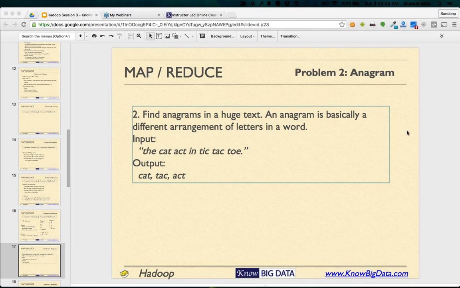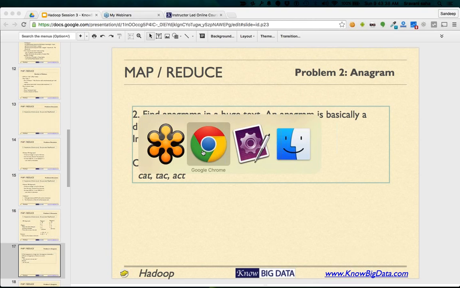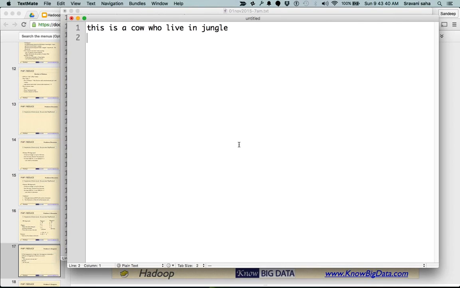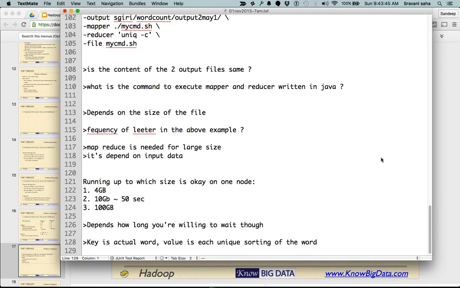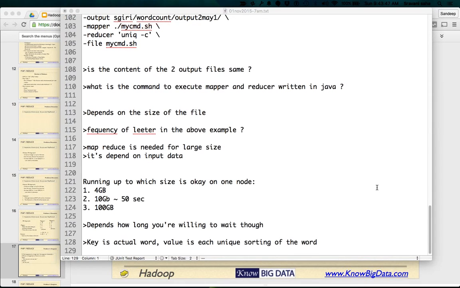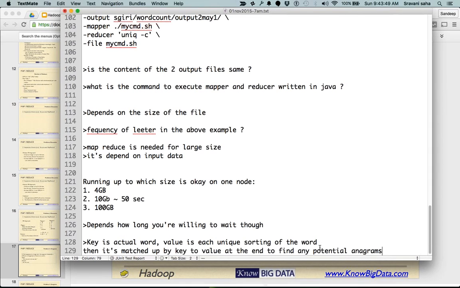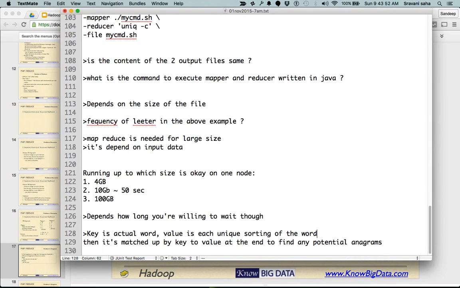Okay. Peter says then, all right, let me just read out the full point, then it will make sense. Key is the actual word, and value is each unique sorting of the word. Then it is matched up to key to value at the end to find potential anagrams. How about key being the unique sorting of the word? Will that be same for all?